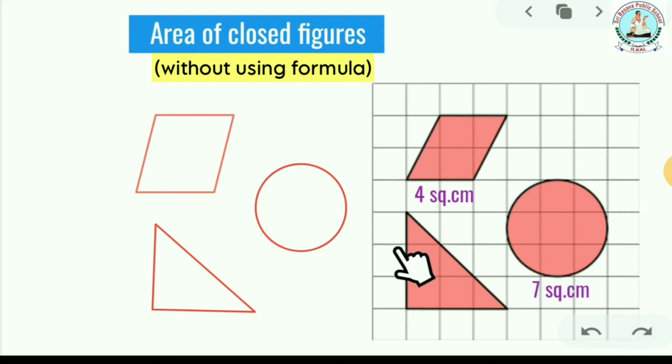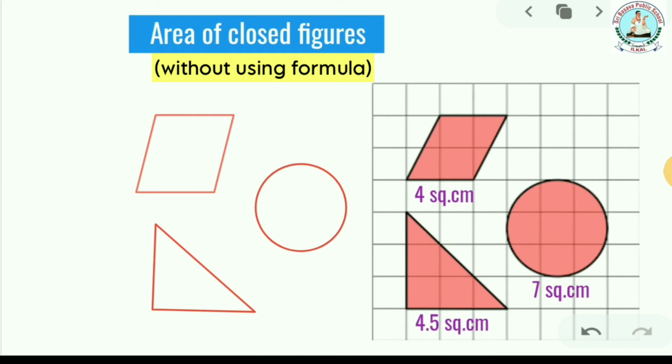And when you look at this triangle, I am going to count the number of squares which are completely filled first. So 1, 2, 3, and this half will make one more full square, that is 4, and next it is half. So 1, 2, 3, this and this will make 4, and this is half. So the area of this triangle is 4.5, or else 4 and a half square centimeter.